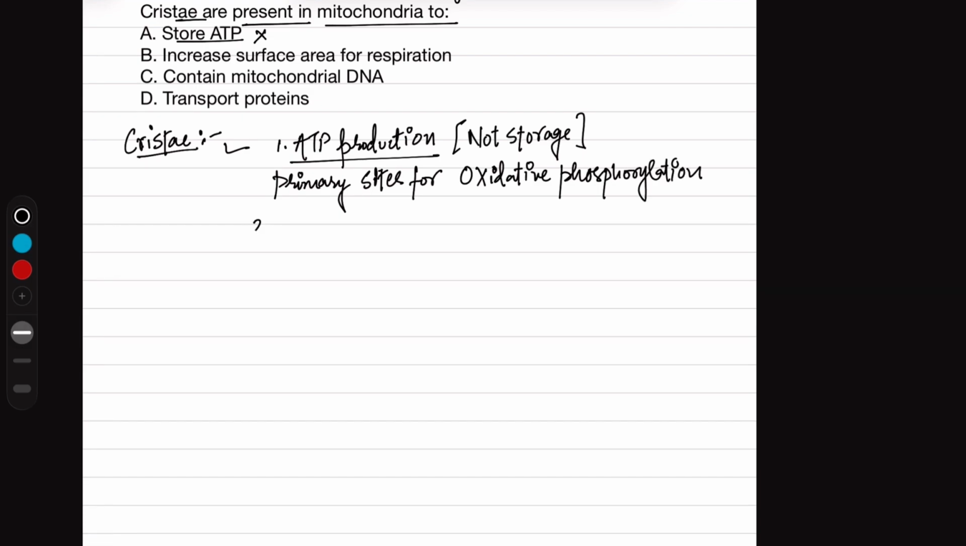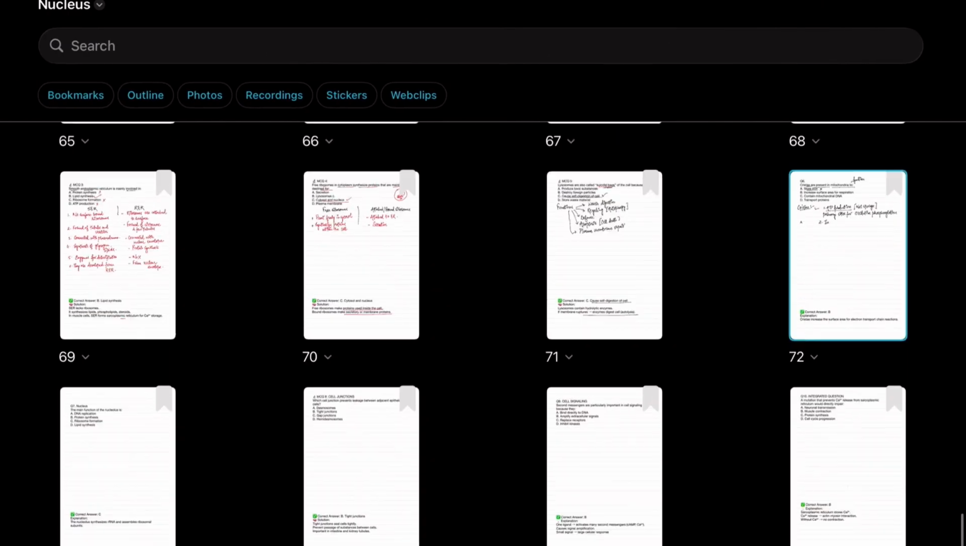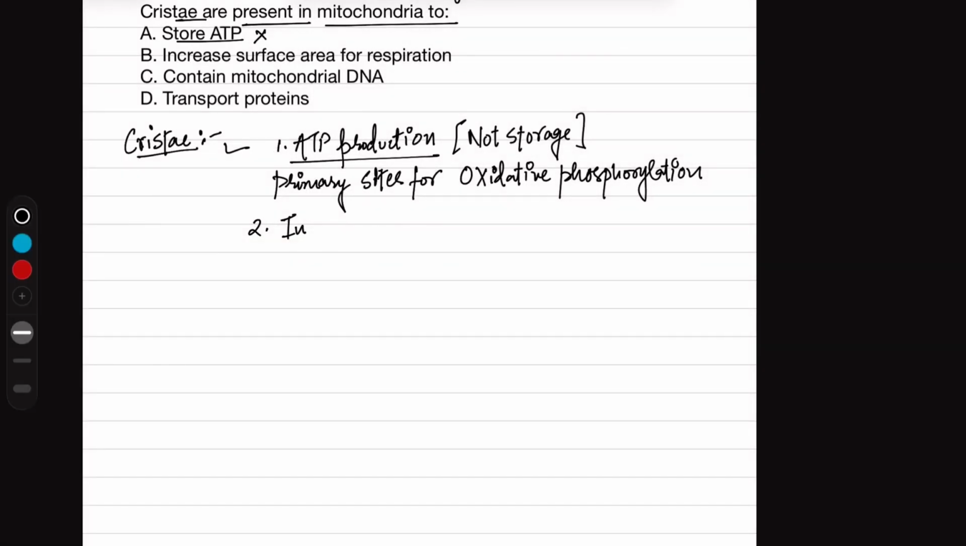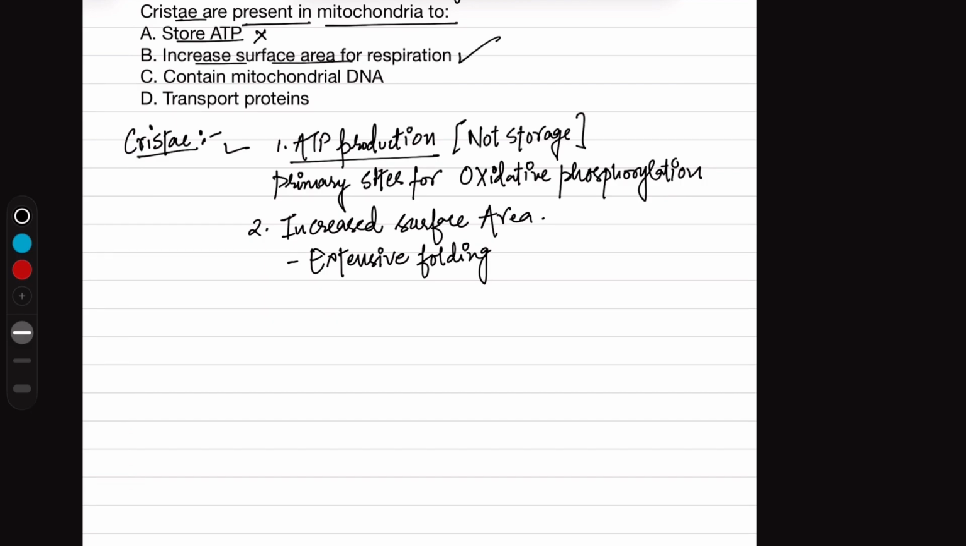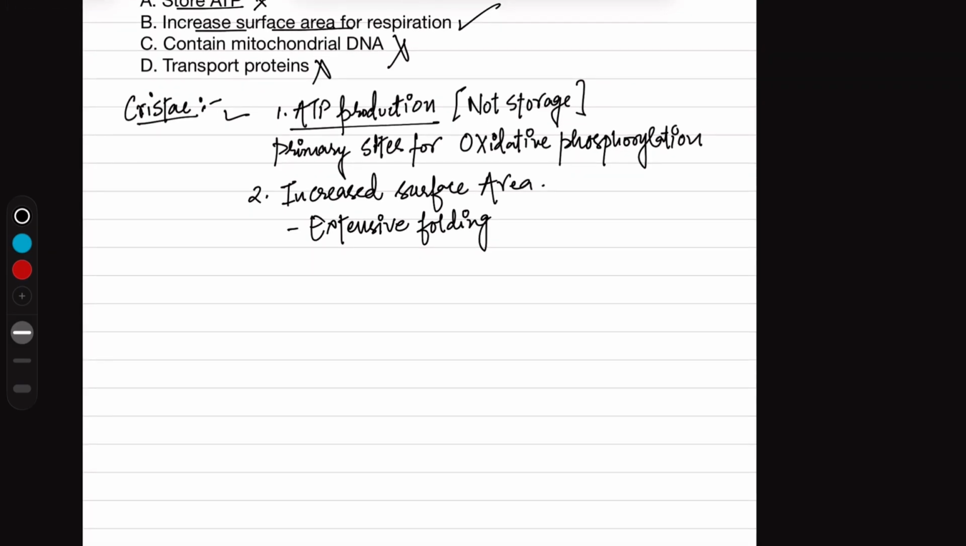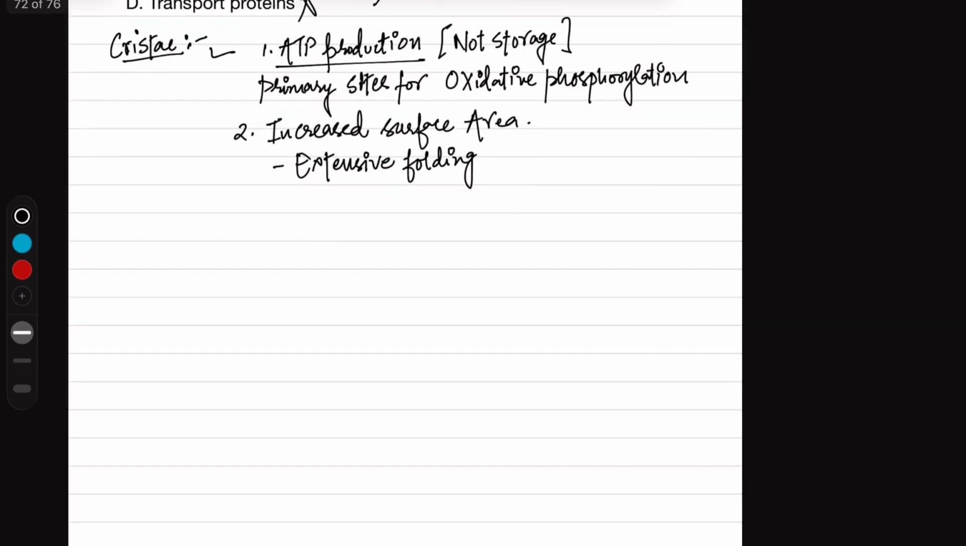Second MCQ. Now, the function is increased surface area, because of extensive foldings, it has an increased surface area. So our option B will be correct here. Increased surface area for respiration. Containing mitochondria is not its functional feature. Transport proteins, no, that is related to transporters on the outer membrane. So option B will be correct. It is for increased surface area for respiration.